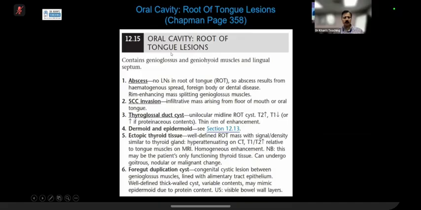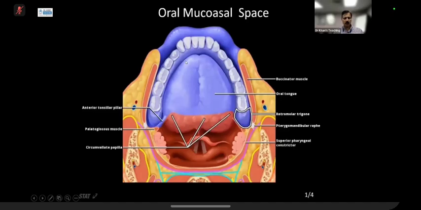And I will tell you what is the difference between root of tongue and tongue base. And many people confuse it. So root of tongue is within the oral portion of the tongue. And basically, it contains genioglossus and geniohyoid muscle, as well as the lingual septum. So just please remember from here, root of the tongue means the oral part of the tongue, which is the muscular part. End of story. Base of tongue is a separate concept, which I'm going to elaborate in the next few slides.